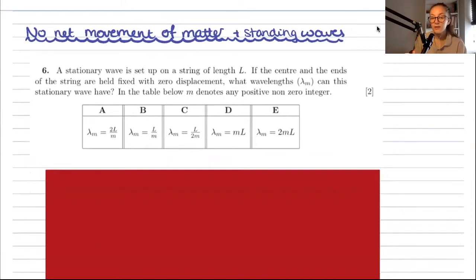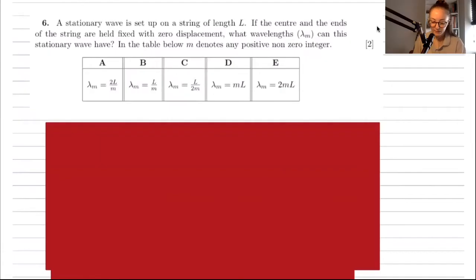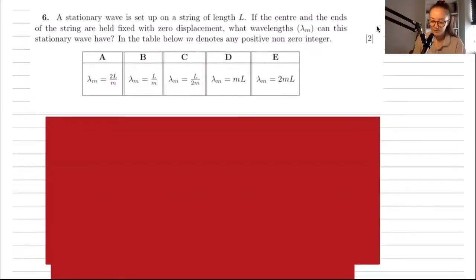Right, so this next part of the syllabus discusses the understanding that waves have no net movement of matter, and standing waves. So I picked a question here about standing waves. It's a multiple choice question, and it asks: a stationary wave is set up on a string of length L. If the center and the ends of the string are held fixed with a zero displacement, what wavelengths, lambda m, can this stationary wave have? And then we have some options of answers.